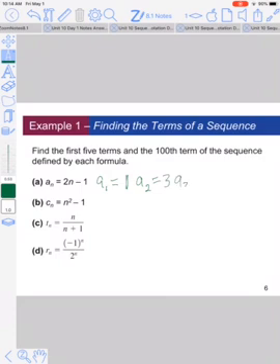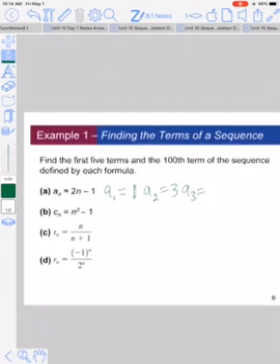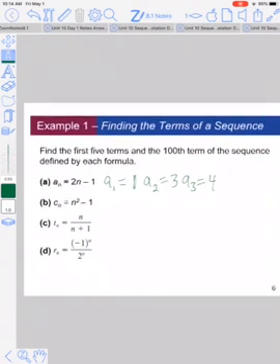To find the third term, I plug in a 3. 2 times 3 is 6, 6 minus 1 is 4. You probably also noticed, wait a minute, 6 minus 1 is not 4. Come on, guys. 6 minus 1 is 5. You're probably also noticing this has a specific pattern that it's adding to every time. So you could easily find the fourth term. That's going to be 7. And then the fifth term, that's going to be 9.